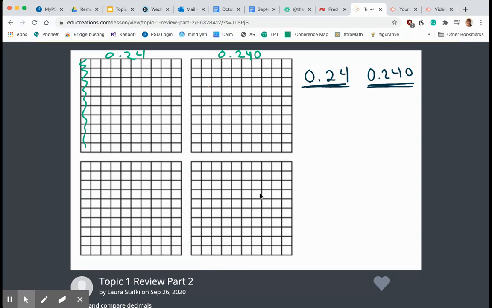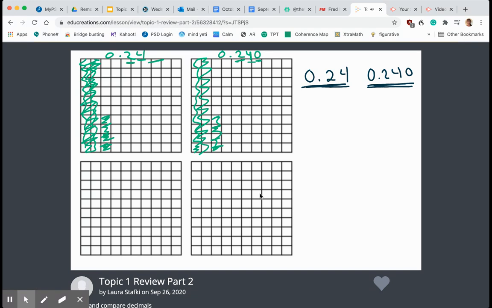So I'm looking at my tenths place right there, and there's 2. So I'm going to have 2 tenths. And then in my hundredths column, there are 4, so I'm going to have 4 hundredths. And then in my thousandths column, there is nothing, so I'm done drawing that number. Now I'm going to move over to the next one. In my tenths column, there are 2, so I'm going to do 2. In my hundredths column, there are 4. And in my thousandths column, there are 0. So I don't have to draw any thousandths.